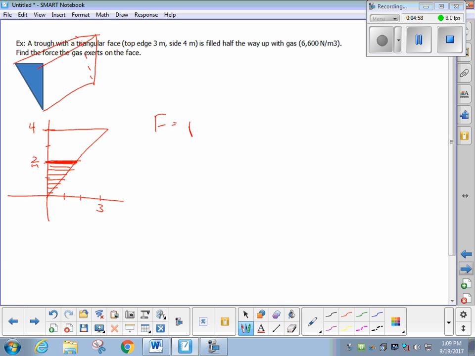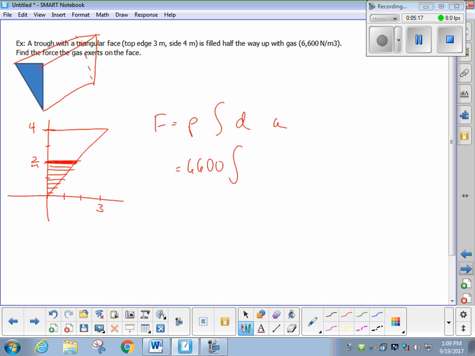The force is rho times depth times dA. What's rho? They give it to you. 6,600. It's the weight density of the fluid, how dense the fluid is. Oil or gas is a little less dense than water.